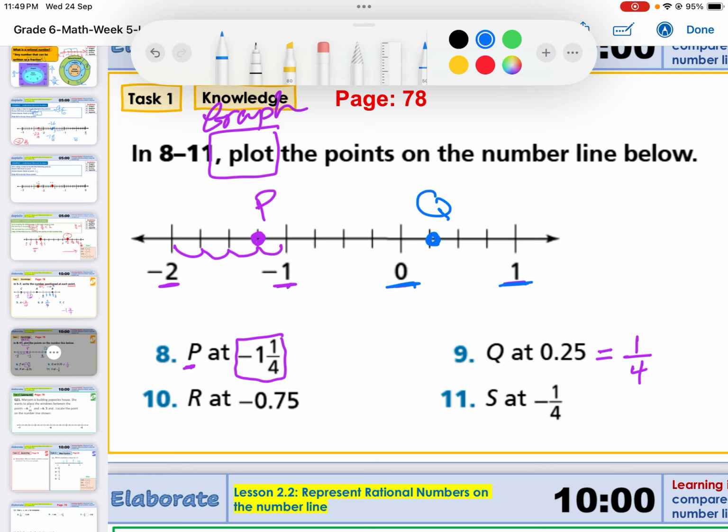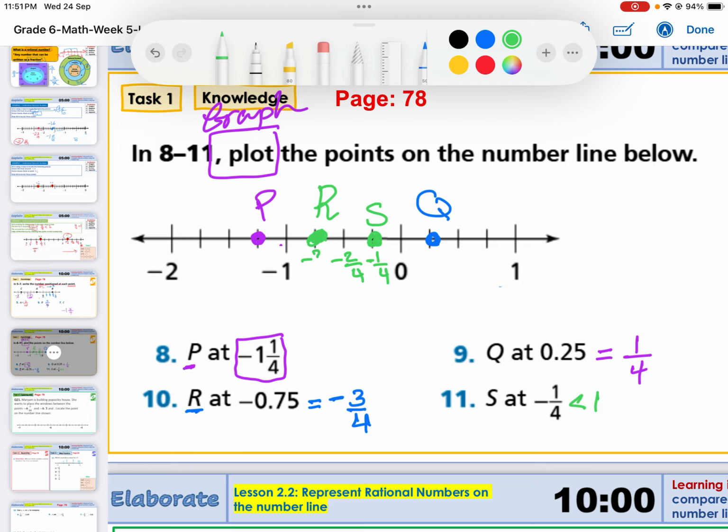Okay, that's it. Last one, S at negative 1/4. The same idea. We're going to start from 0, 0, negative 1/4. It's going to be here. This is point S. Again, this is negative 1/4, negative 2/4, negative 3/4. Yeah, that's it. Okay, I hope this part is clear.